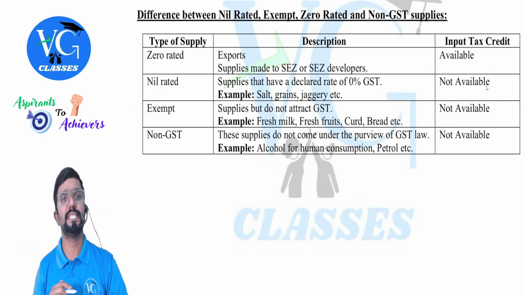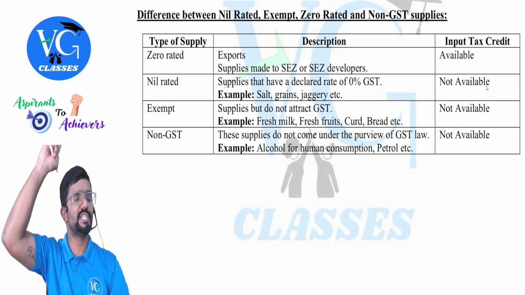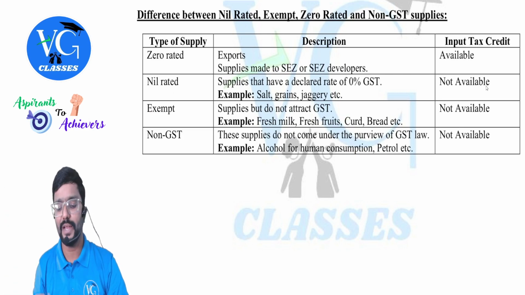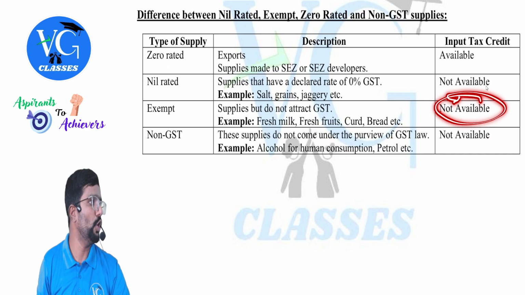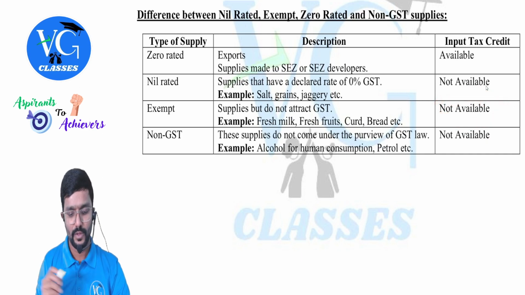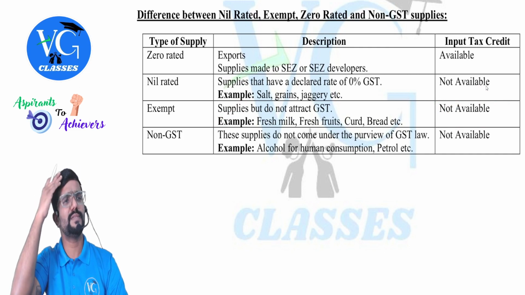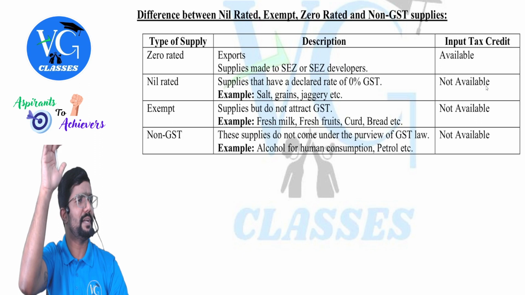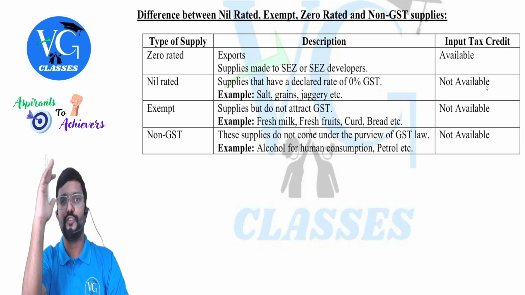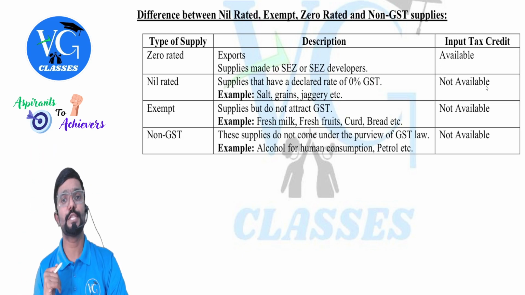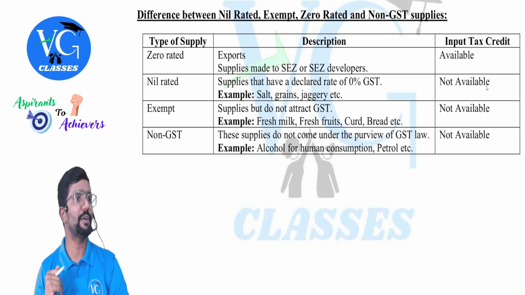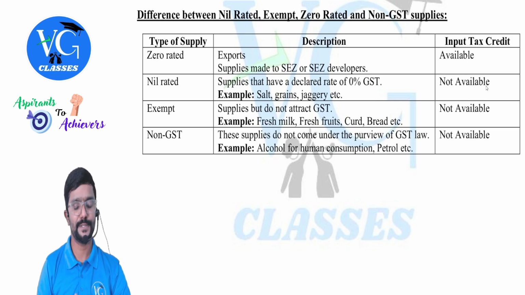Then exempt. Supplies that do not attract GST. We have seen the list of services which are exempt, no? So if my outward supply is any of the exempt services, can I claim credit on my inward supply? No, people, I cannot. Examples of goods I have given you: fresh milk, fresh fruits, curd, bread, etc. Or else we have seen the list of services like agriculture, charitable and all, which are exempt. So if any of my outward supply is exempt, then I cannot claim the credit on my inward supply, guys.